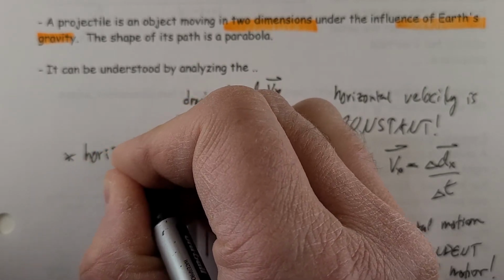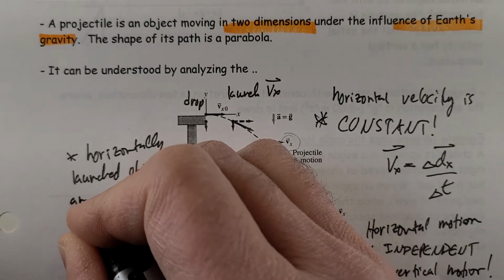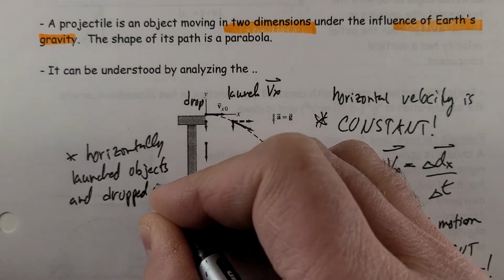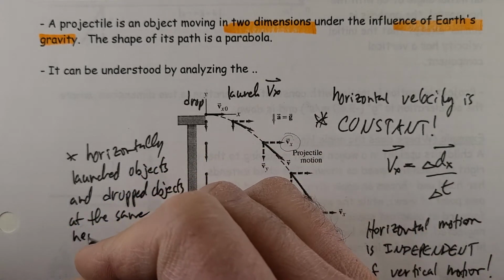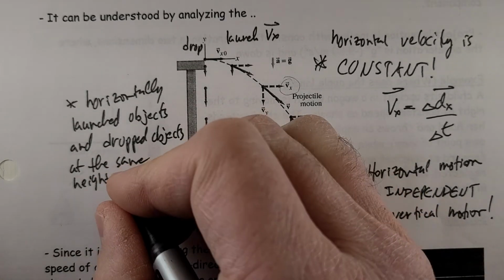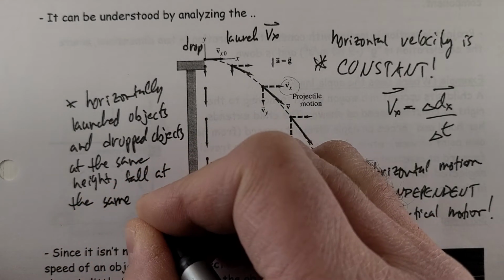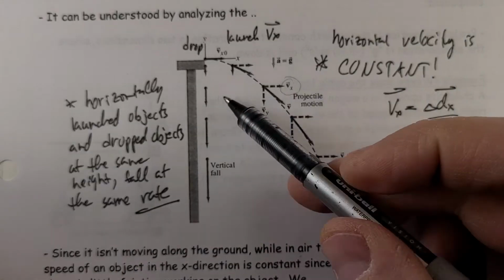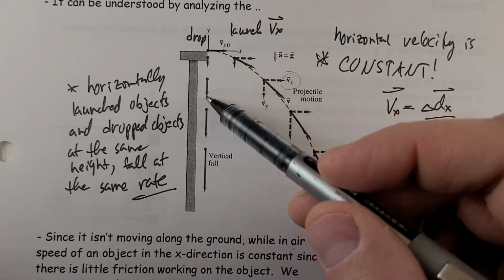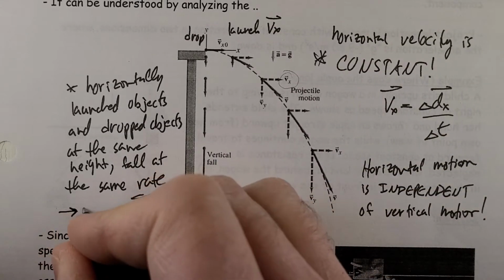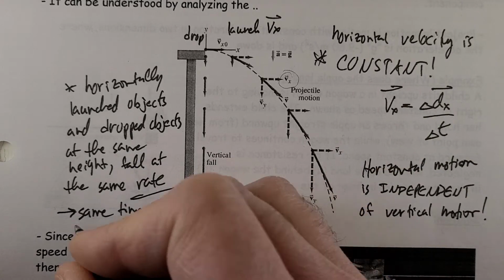So we can say horizontally launched objects and dropped objects at the same height fall at the same rate. So if we wanted to analyze the flight pattern of a horizontally launched projectile, all we have to do is analyze a dropped object, and they have the same time of flight. Same time of, instead of saying flight, I'll just say time of fall. That's a key thing to note.